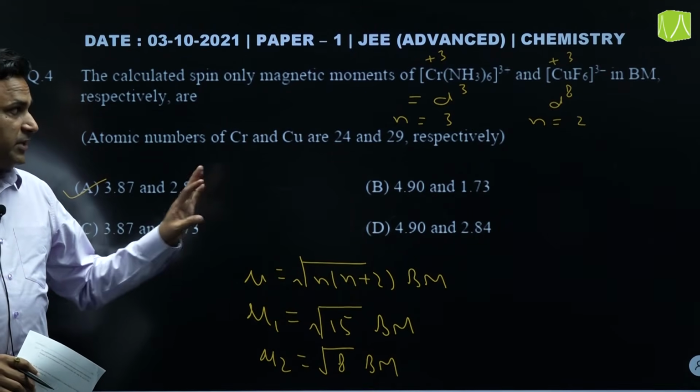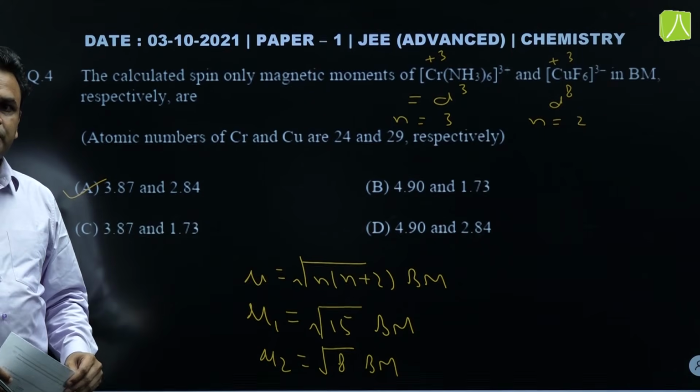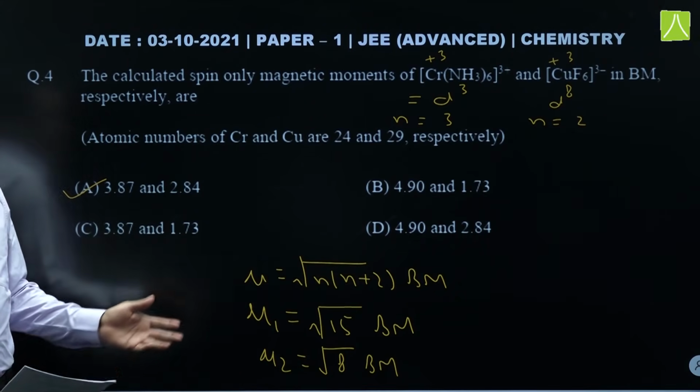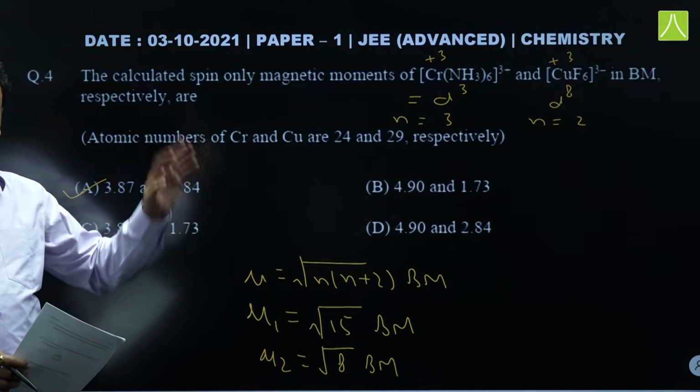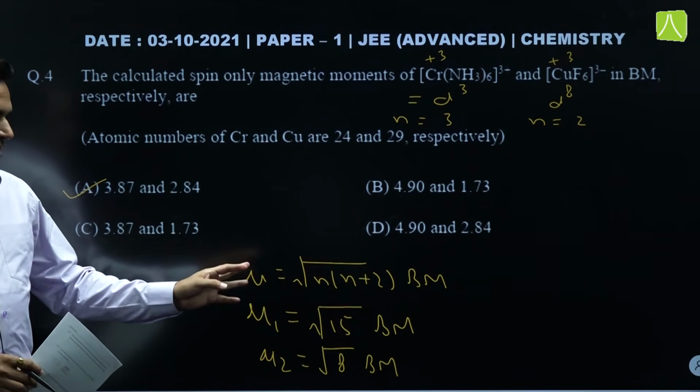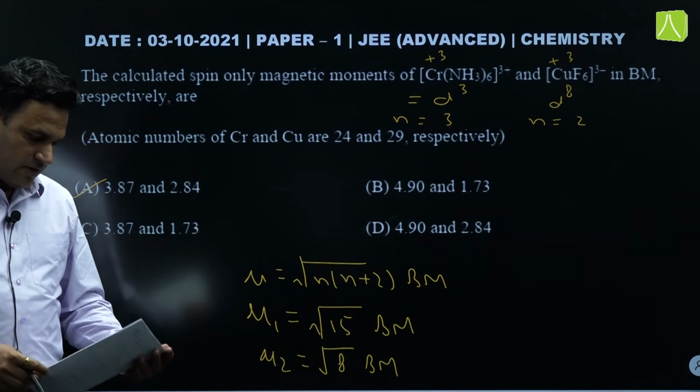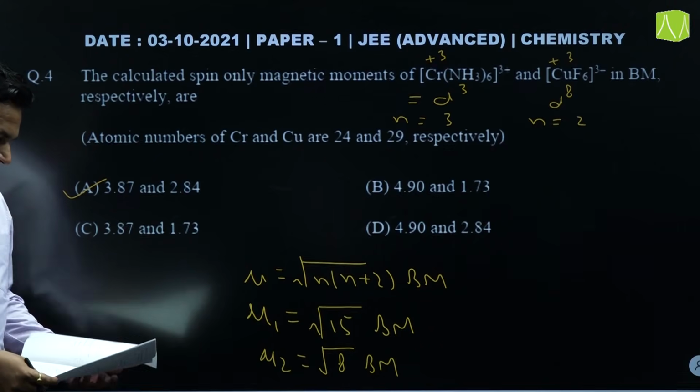Now, this is a simple question from coordination compounds. We simply have to calculate the number of unpaired electrons in these complexes. So, it is a 3 mark question, easy 3 marks we can say. Next question.